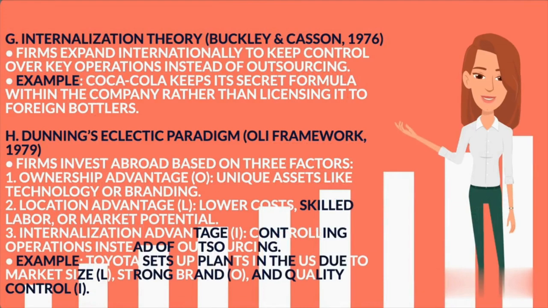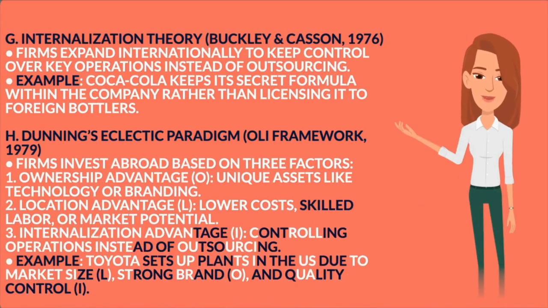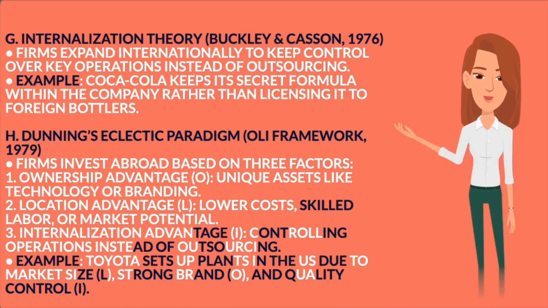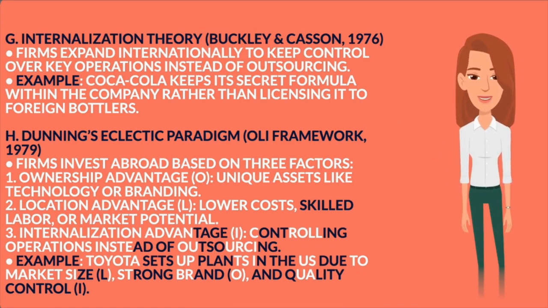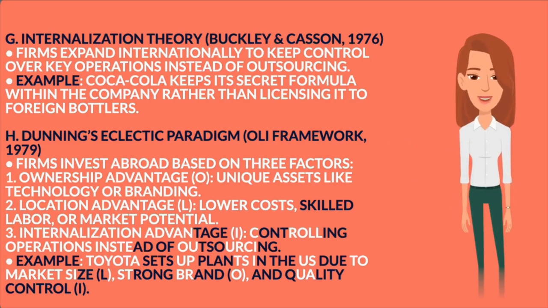B. Internalization theory, Buckley and Casson, 1976. Firms expand internationally to keep control over key operations instead of outsourcing. Example: Coca-Cola keeps its secret formula within the company rather than licensing it to foreign bottlers.